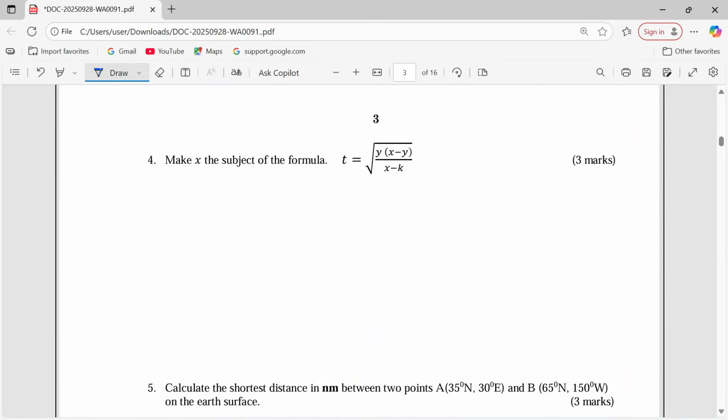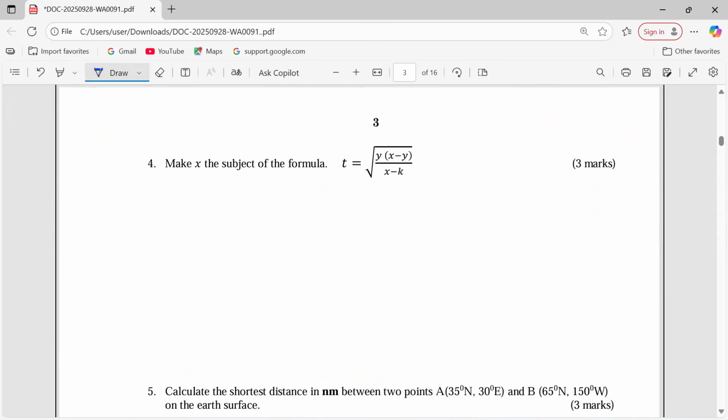At number 4, a question on the subject of a formula. Make x the subject of the formula t equals the square root of y(x minus y) divided by (x minus k). We can start by squaring both sides because we can see the root is on the right-hand side. So when we square both sides, it shall be t squared, but now the root sign disappears from here.